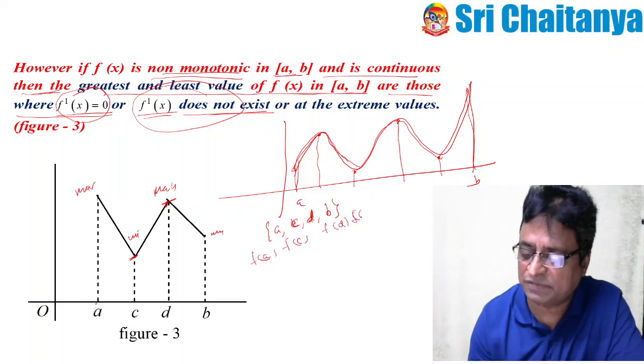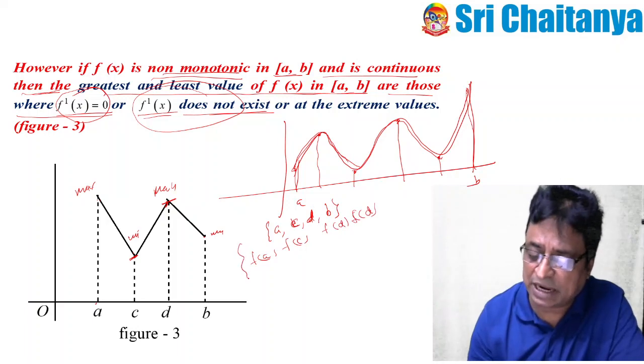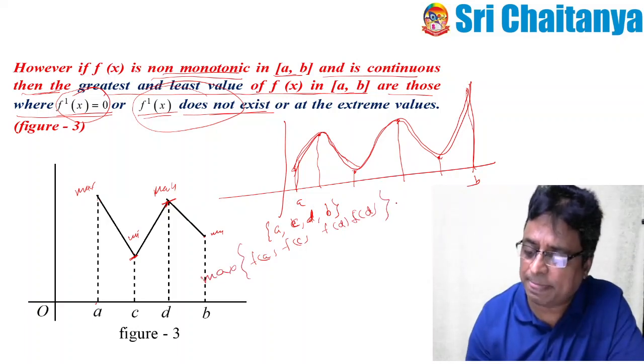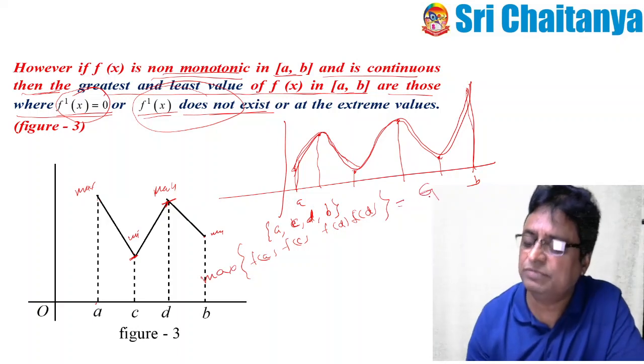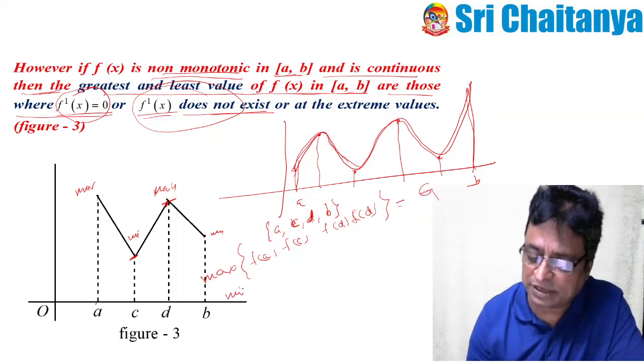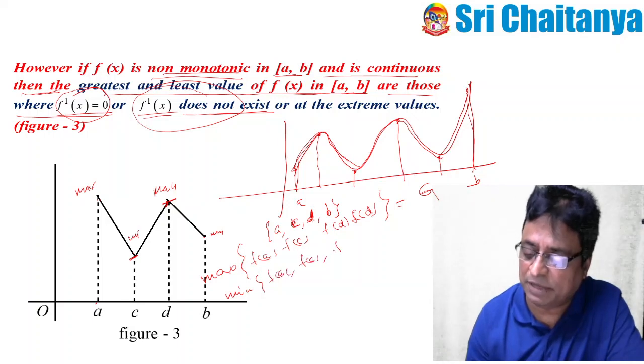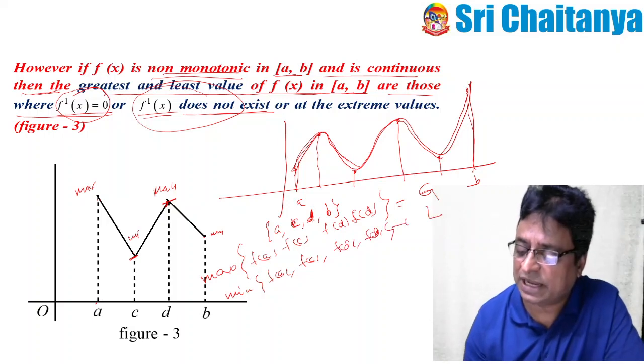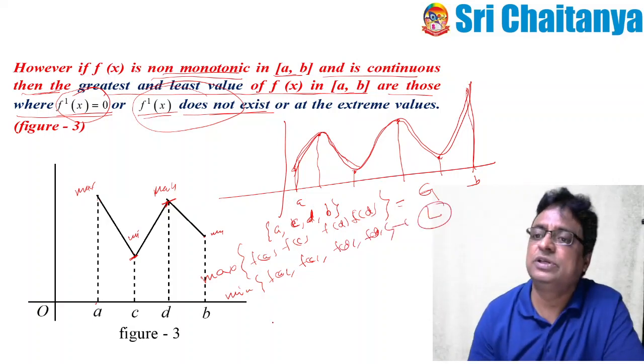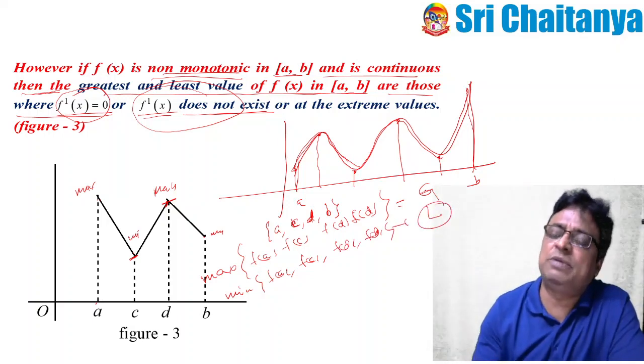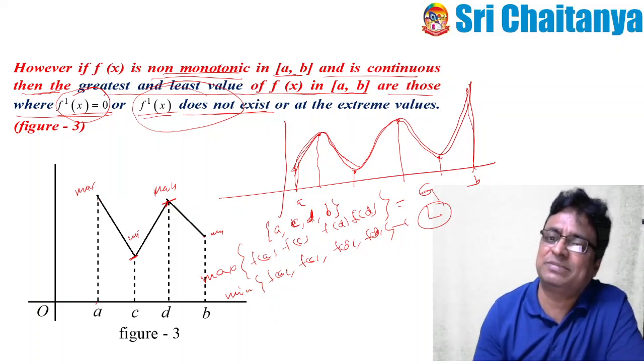You find all these functional values and collect them from all these points. You take the maximum value, that is called the greatest value. Or from the collection, you take the minimum of all these values, that is the least value. So least value to greatest value becomes the range. This is also another concept.